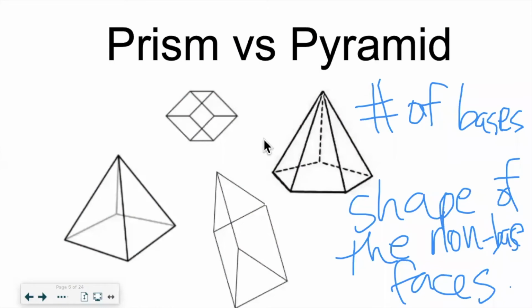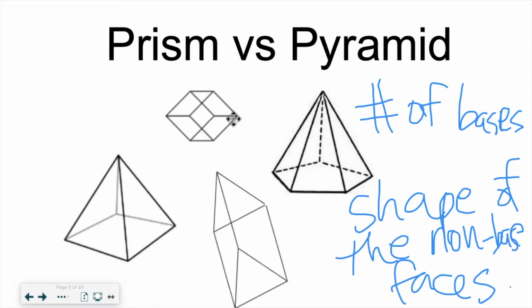Okay, so we know now that the difference between a prism and a pyramid is based on the number of bases and the shape of the non-base faces. So this is an example of a 1, 2, 3, 4, 5-sided base, which is a pentagon. But because all the other faces are triangles, we would call this a pentagonal pyramid.